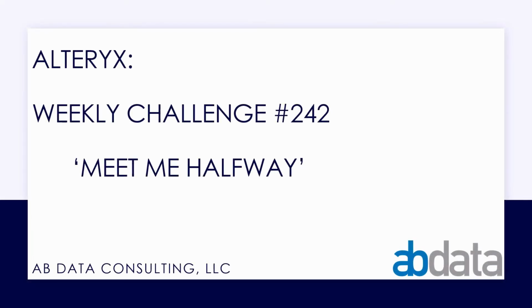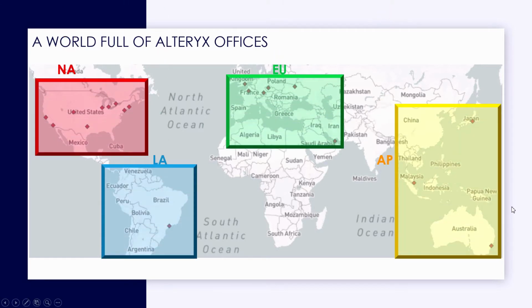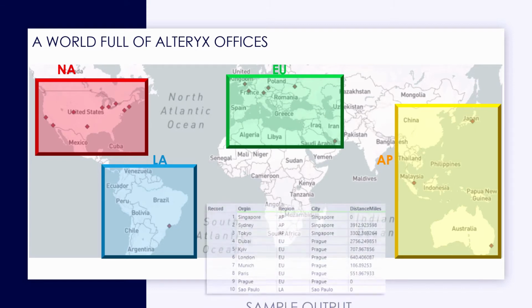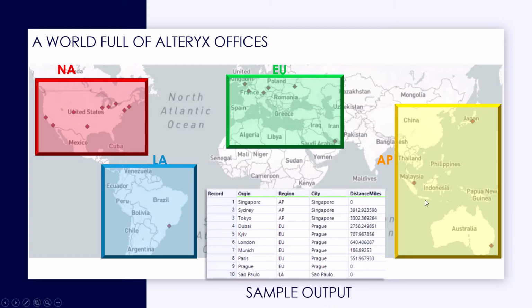In this video, we're taking a look at Alteryx Weekly Challenge number 242. Here we're looking at a world full of Alteryx offices. So we're provided the latitude and longitude information for 19 Alteryx office locations around the world in 4 regions. We're going to want to find the centroid of each of our regions that we see on the screen. Then find the single office location that's closest to that centroid, and then calculate the distance from the region centroid office to each individual office in miles.